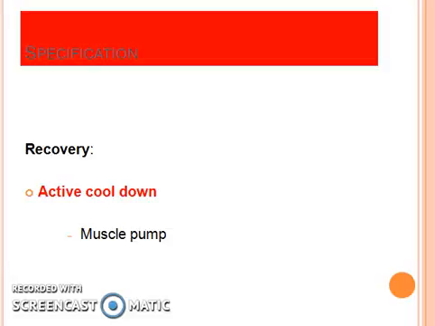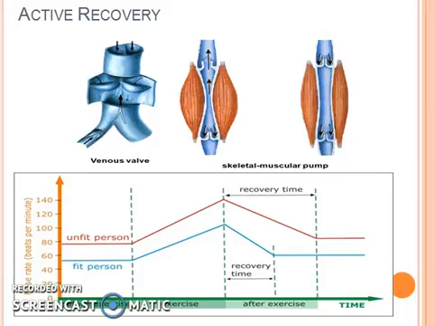Now moving on to recovery, the active cool down, which is the muscle pump. A recovery gets everything back to normal, for example, cardiac output, ventilation and temperature. Recovery is dependent on the demands of the exercise. For example, a marathon will have a much different recovery to a 100-meter sprint. It's important to have an active cool down, as this is to stop blood pooling and to help prevent DOMS, which is delayed onset muscle soreness.